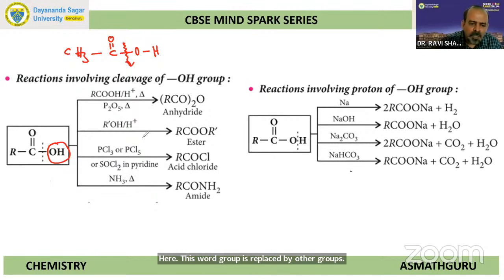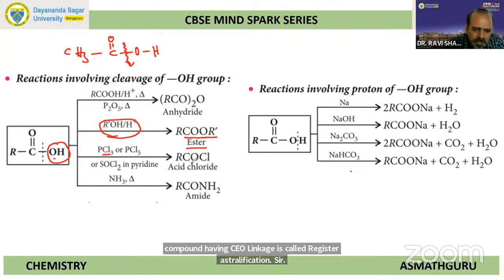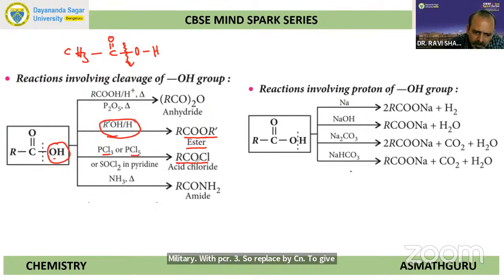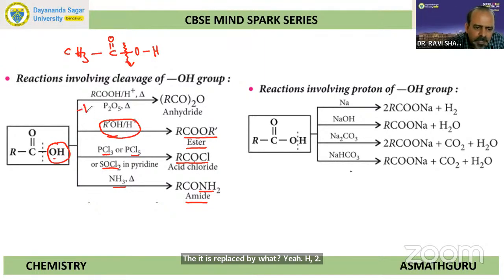Like what, sir? For example, if you treat with alcohol, the OH is replaced by OR. What do you get? Any compound having a CO linkage is called an ester. Esterification, sir. When you treat with PCl3, OH is replaced by Cl to give RCOCl. PCl5 gives RCOCl. Thionyl chloride gives RCOCl. It reacts with ammonia; it is replaced by NH2, so we get amides. If you treat with P2O5, phosphorus pentoxide, dehydration takes place to form anhydride. What is anhydride? Removal of water. So all these reactions are due to cleavage of the CO group.